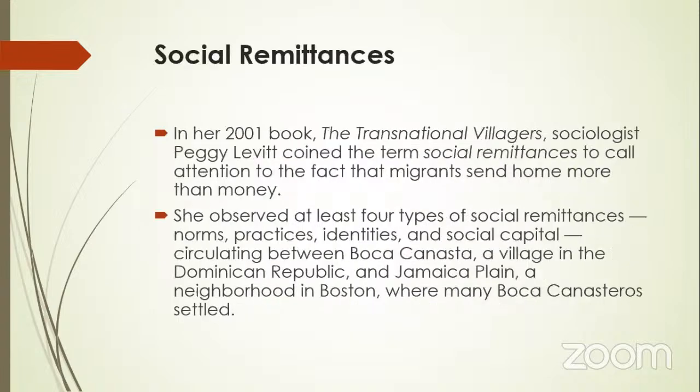Then there is the second term, which is called social remittances. In his 2001 book, The Transnational Villagers, sociologist Peggy Levitt coined the term social remittance. There are four types of social remittances: norms, practices, identities, and social capital. And this is a very simple thing. You are from the countryside. You come into a city. Let's look at just a plain India example.